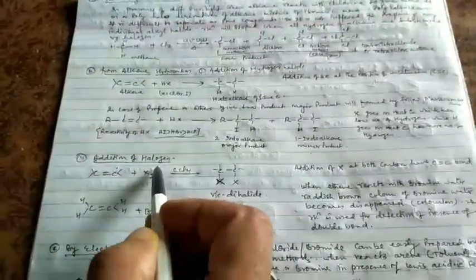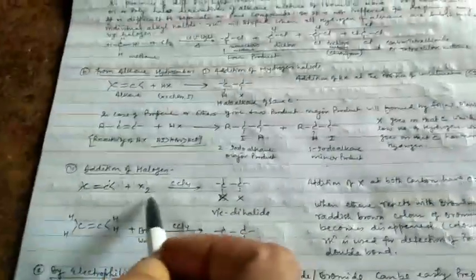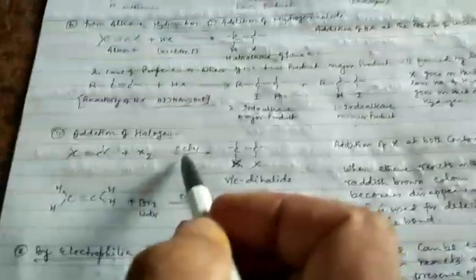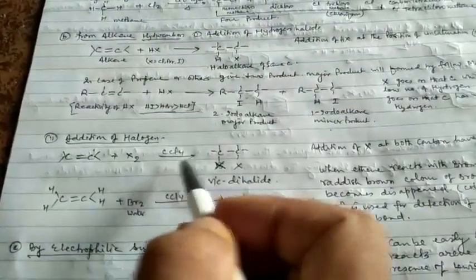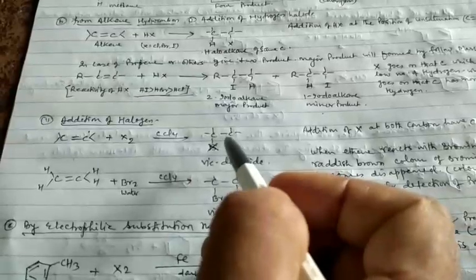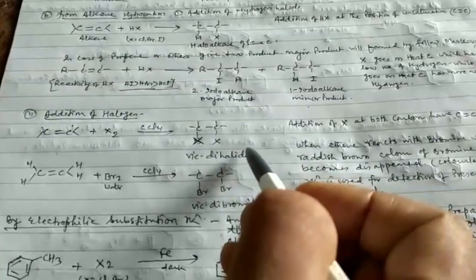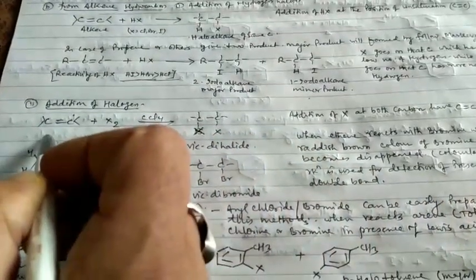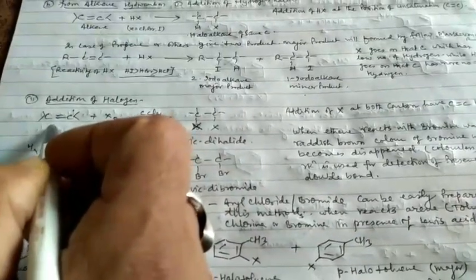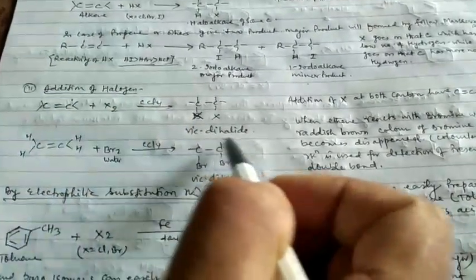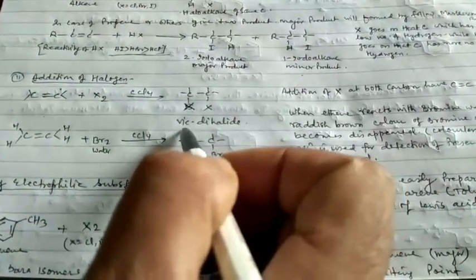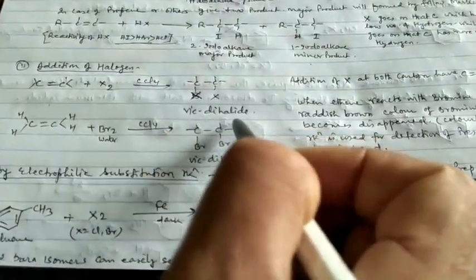Addition of halogen. When an alkene reacts with a halogen in the presence of carbon tetrachloride, it gives a dihalide. The halogens add to two adjacent carbon atoms, so this is called a vicinal dihalide.